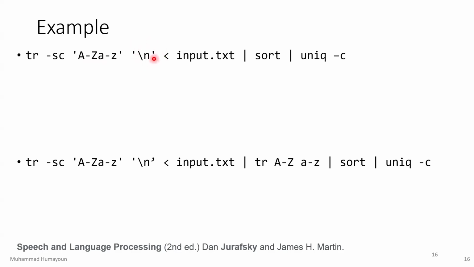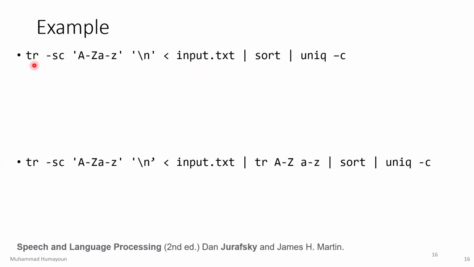But where will the data come from? Here you give the data from the input.txt file. This less-than sign over here means read this. So from this file, all the text will be fed to this translate filter. So what will it do?